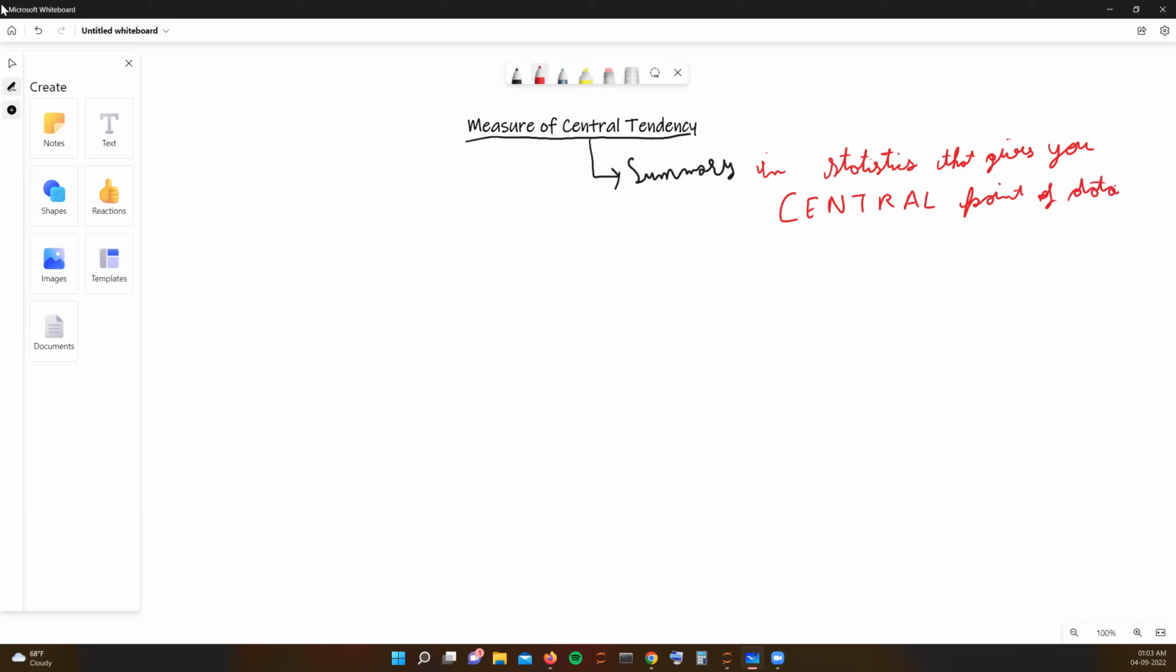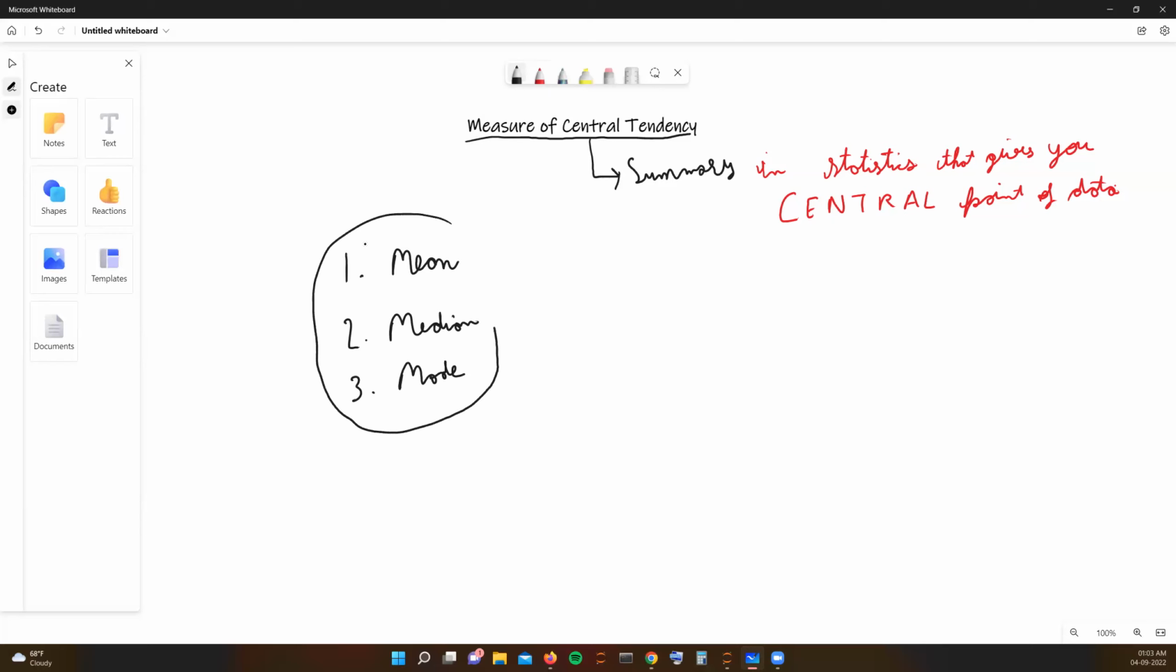So how to measure the central tendency of the data? There are basically three basic things that you can use: either the mean, calculating the mean of the data, or the median, and the third one is the mode. So these three are your measures of central tendency: mean, median, and mode. Depending on your data and use case, we will be using these three only. So we will start our discussion with mean itself.